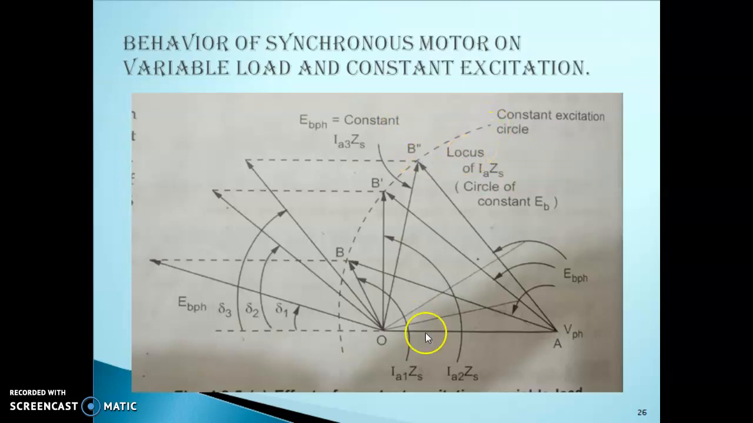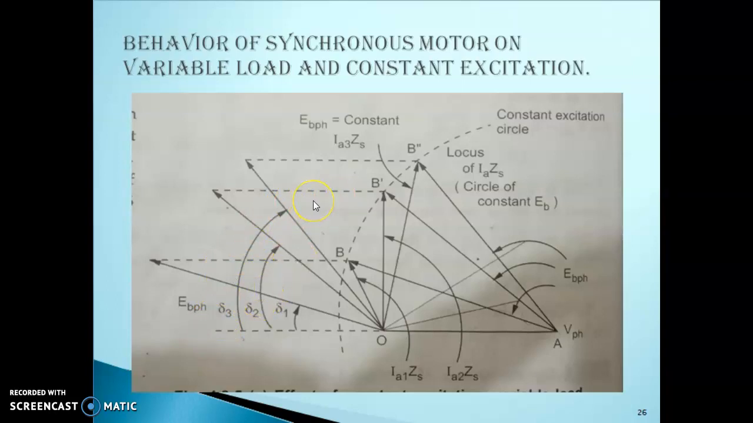Now again, if we go through this, we have taken 3 cases, okay, light load case, then medium load case and heavy load case. Now for light load case, rotor is retarded with an angle delta 1 by the stator magnetic axis. Then for a medium load case, rotor is retarded by delta 2, and for a heavy load case, rotor is retarded by delta 3. Okay, now as load increases, load angle delta also increases, and EBPH is shifted from its ideal position towards the right hand side.